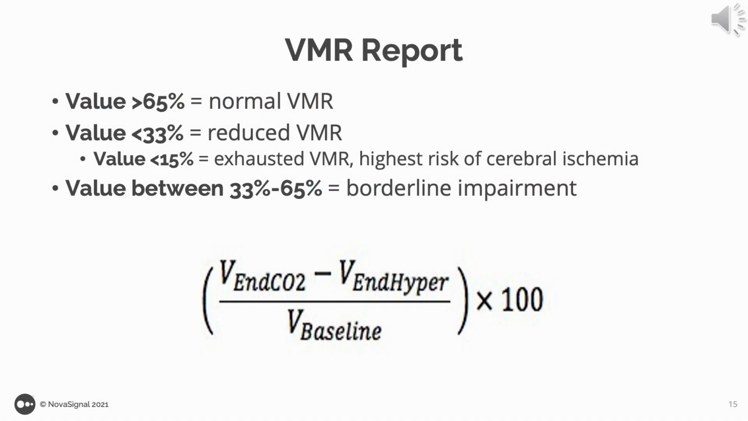What are we looking for in a VMR report? VMR values are calculated using a standard equation that can be seen here. A VMR percent change of more than 65% represents normal VMR. Values of less than 33% represent reduced VMR. Values less than 15% show exhausted VMR and high risk of cerebral ischemia. Values that land between 33 and 65% represent borderline impairment.